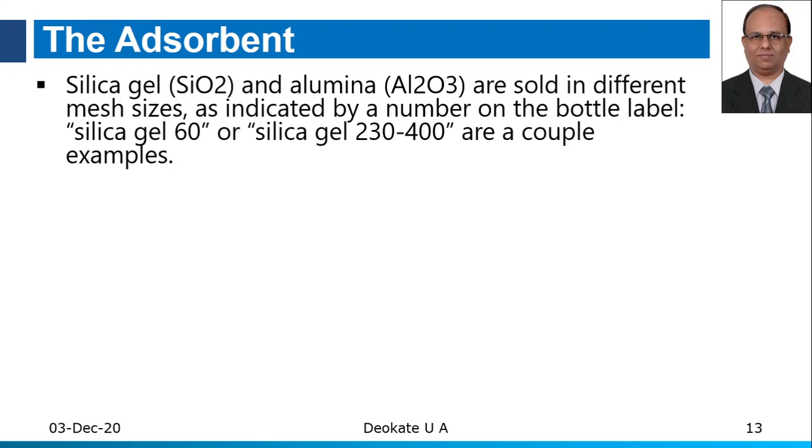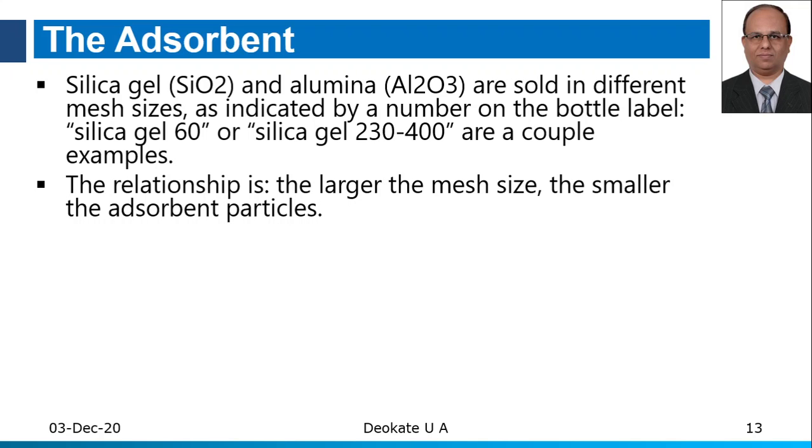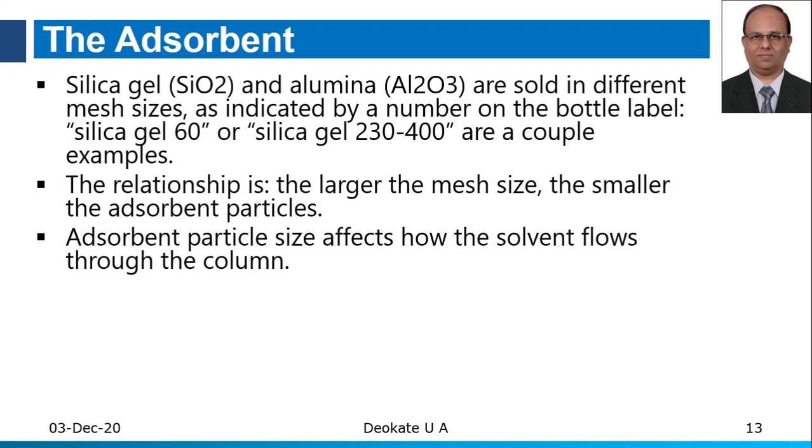See the difference between the silica or the adsorbent used in thin layer chromatography. The adsorbent particle size is very small there, whereas the adsorbent particle size is greater in the case of column chromatography. Silica gel 60 or silica gel 230 to 400 are a couple of examples. The relationship is, the larger the mesh size, the smaller the adsorbent particles.